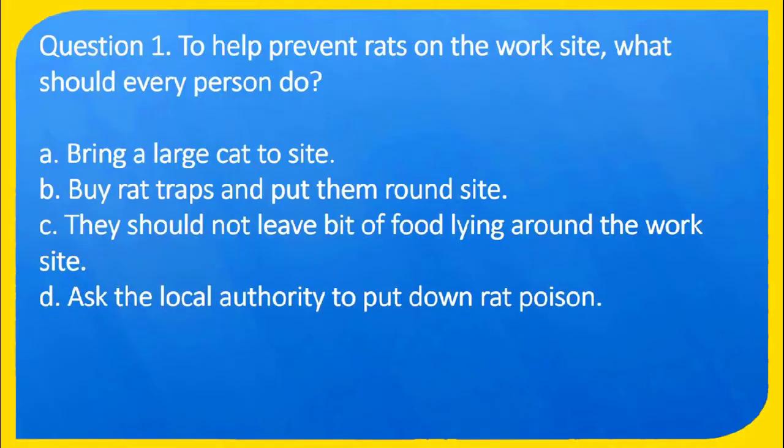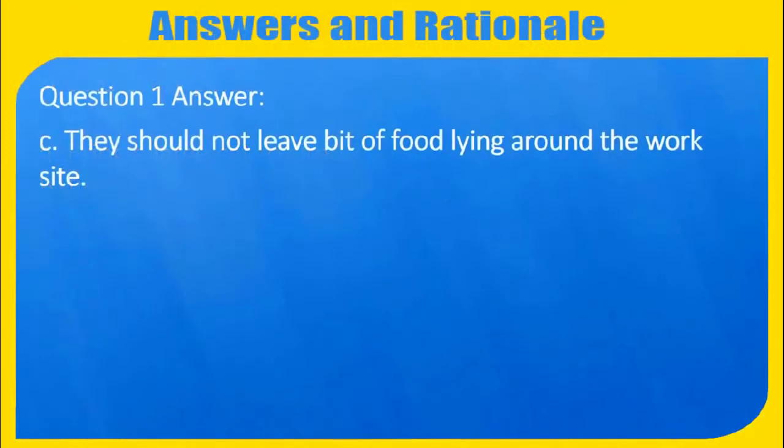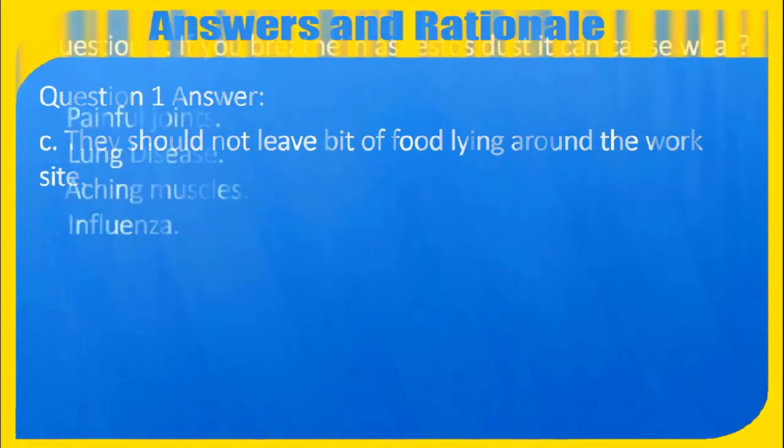To help prevent rats on the work site, what should every person do? A. Bring a large cap to site. B. Buy rat traps and put them round site. C. They should not leave bits of food lying around the work site. D. Ask the local authority to put down rat poison. Question 1. Answer C. They should not leave bits of food lying around the work site.